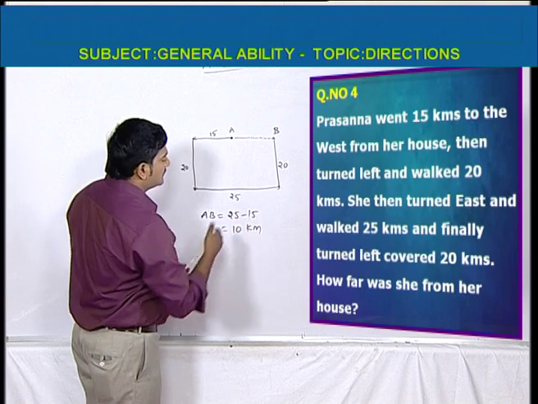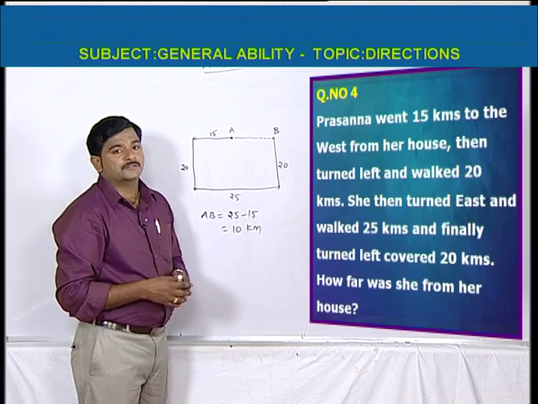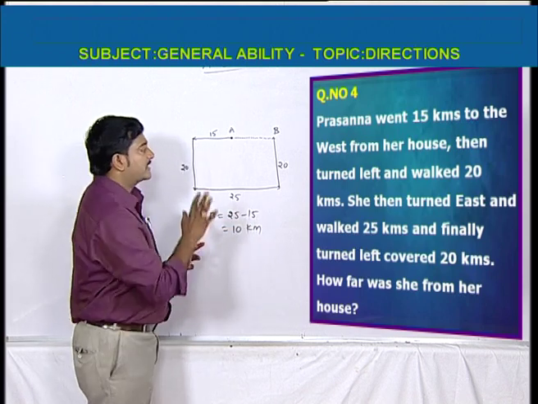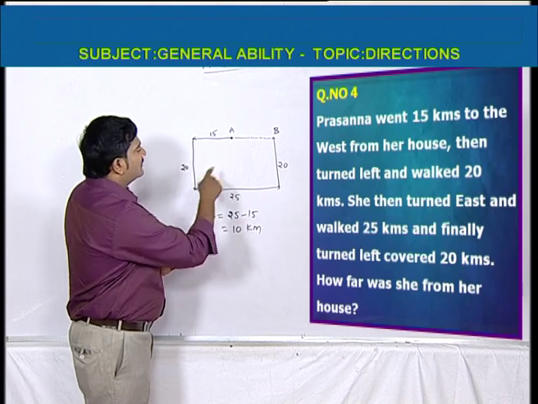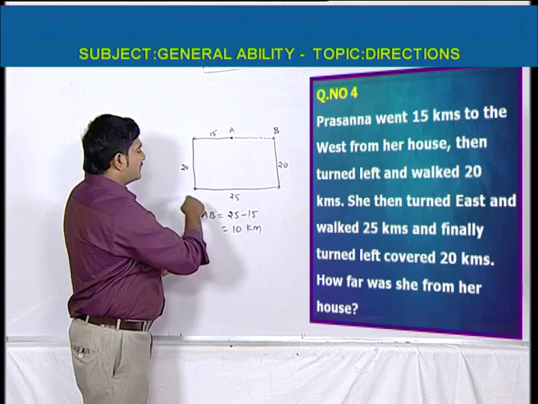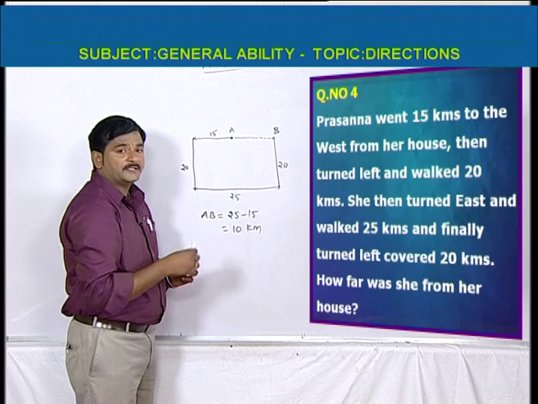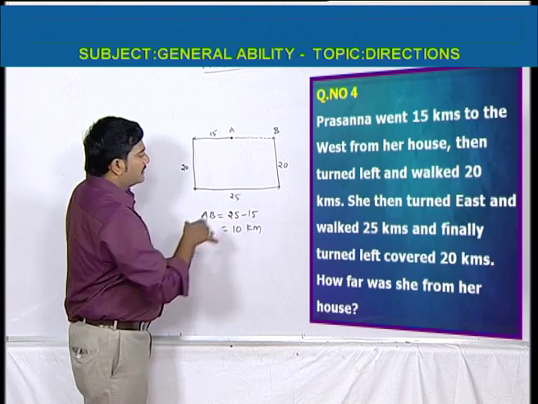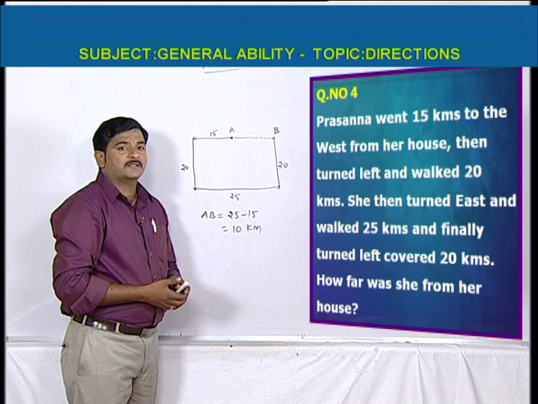So what is the answer here? 10 kilometers. Okay, now we'll take a simple diagram. Just observe here. Here west 15, again turned left, turned right, and again east, and so on. This is a simple diagram, and the answer for this question is finally how much am I getting?